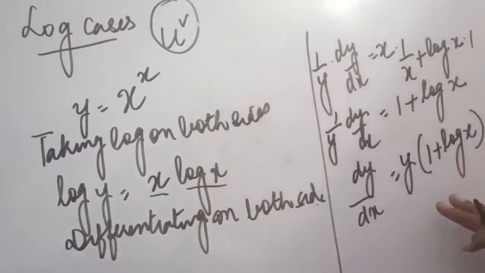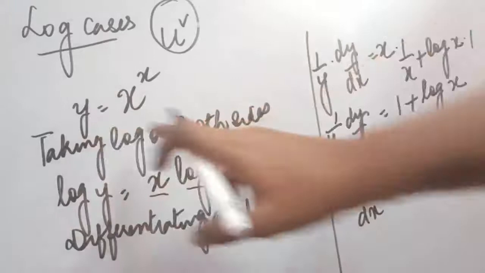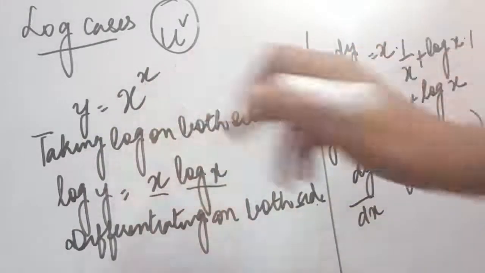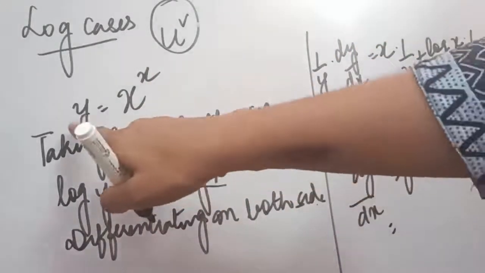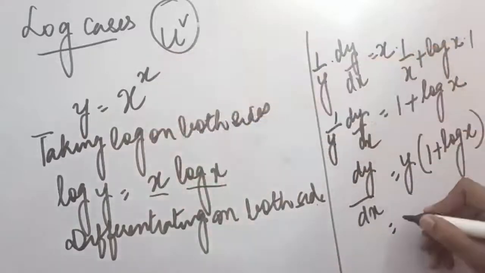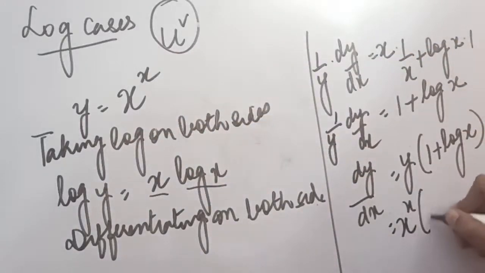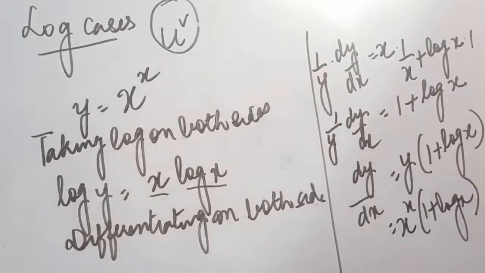Now we have got our answer, but this answer is in the form of y. But our question was this. So we will just replace the value. What was y? y was x raised to power x. So here we will put x raised to power x into 1 plus log x. This will become our answer.